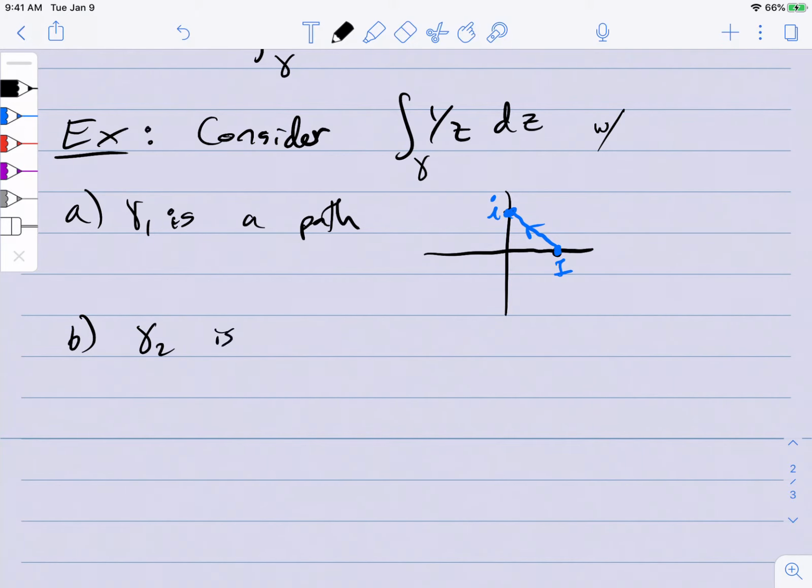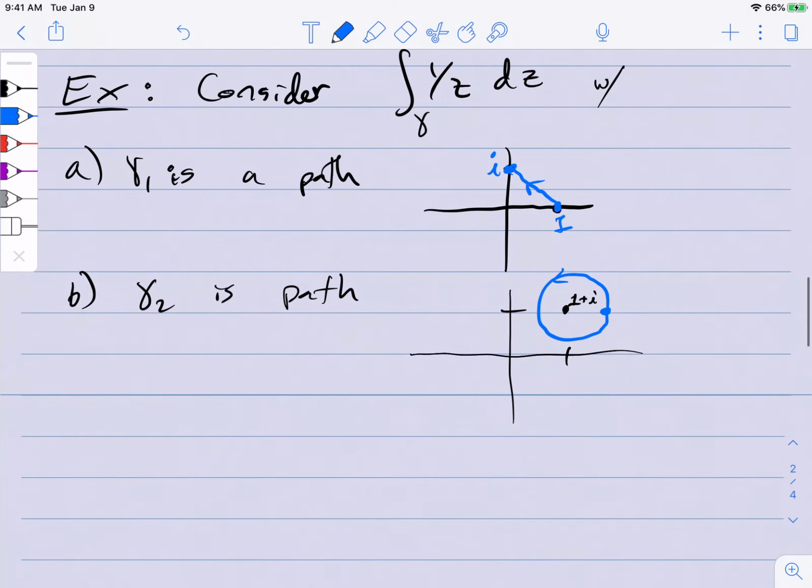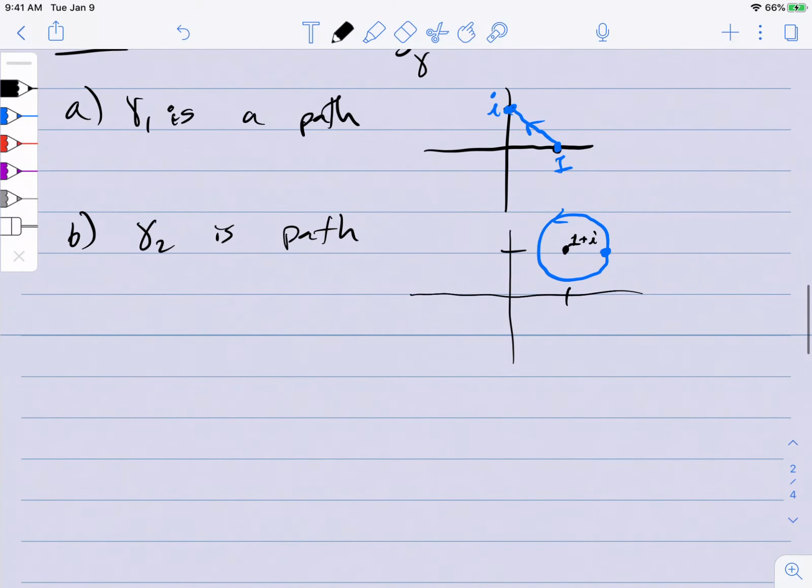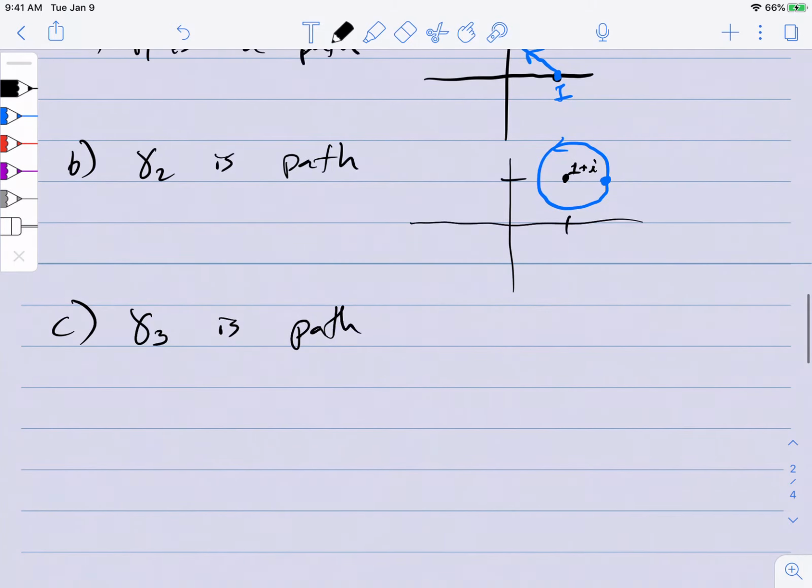Gamma 2 is a path, let's say we draw a circle, maybe a unit circle, maybe a different radius, I don't really care. So it's a circle centered at 1 plus i. It really isn't going to matter too much where the starting and ending point is. So this is a loop. And gamma 3 is, again, another loop.